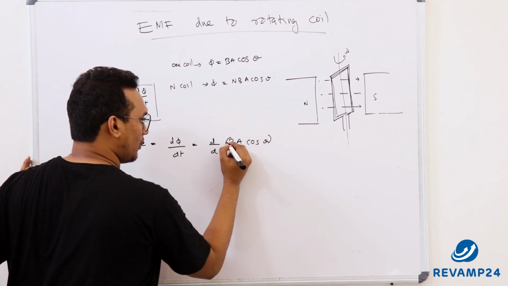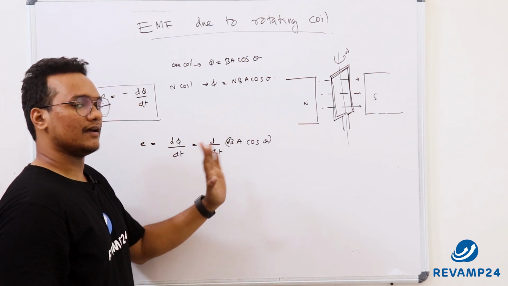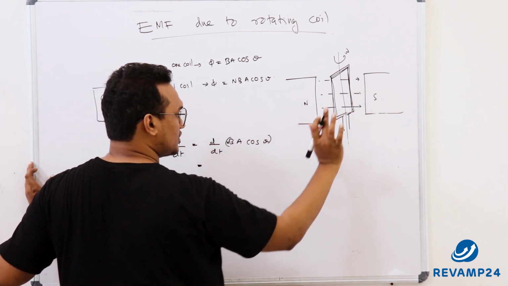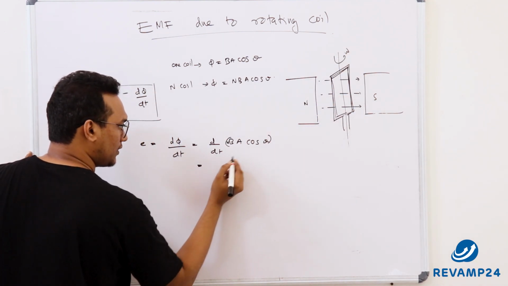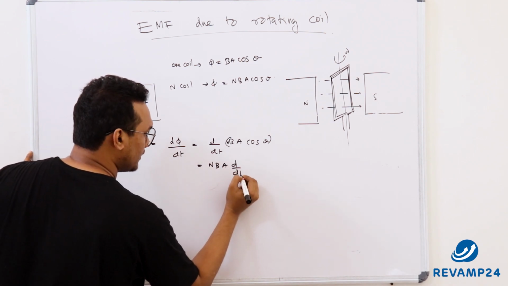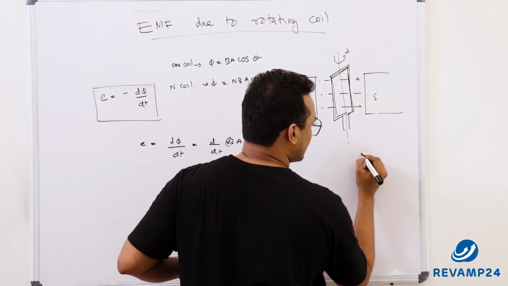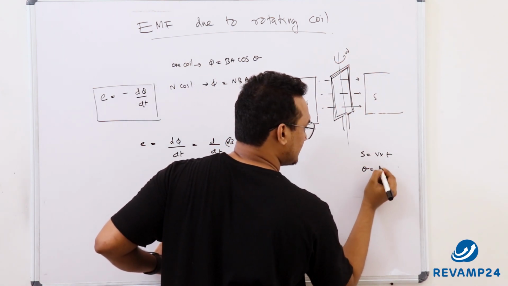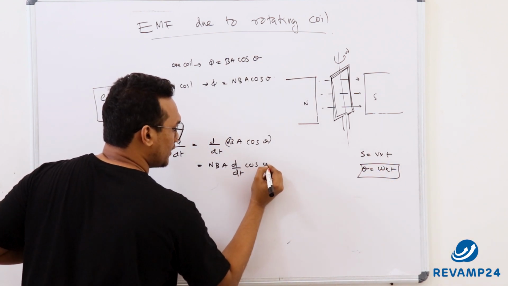With N coils it is NBA cos theta, right? Now out of that, the number of turns, B and A are constant, so I can take them outside, because the magnetic field doesn't change, the area of the coil doesn't change, and the number of turns doesn't change with rotation. Only theta is changing. So NBA I am taking outside, d by dt. Now this is the rotational velocity, omega. We know that distance is equal to velocity into time. Similarly, angular distance theta is equal to angular velocity into time. So theta can be written as omega t, giving cos of omega t.